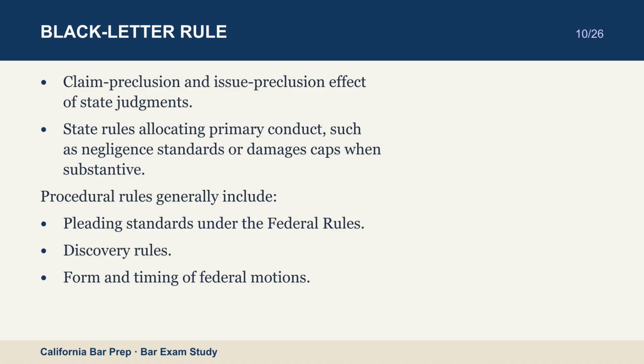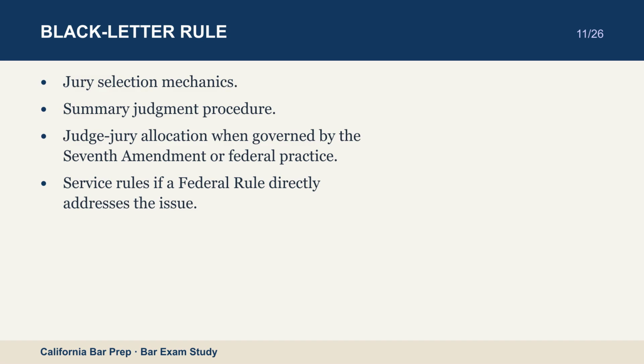Procedural rules generally include pleading standards under the federal rules, discovery rules, form and timing of federal motions, jury selection mechanics, summary judgment procedure, and judge-jury allocation when governed by the Seventh Amendment or federal practice. Service rules, if a federal rule directly addresses the issue.